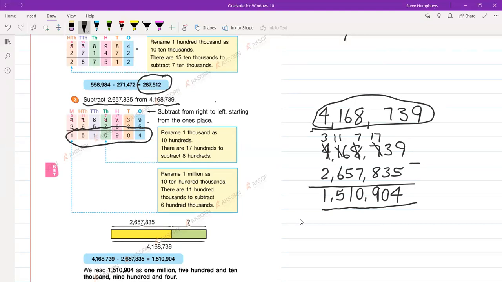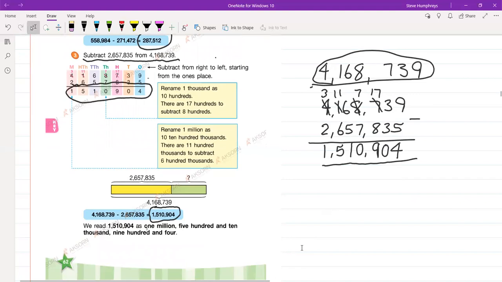1,510,904. Okay. Here it is down here. 1,510,904. So, must have done it correctly. Check your answer. And it says, we read 1,510,904 in numerals as 1,000,000, 510,000, 904 in words. Okay, good.